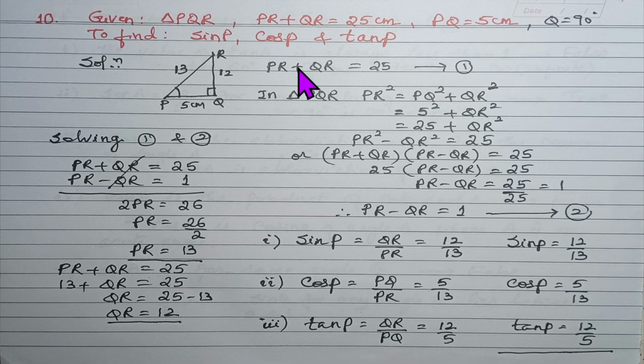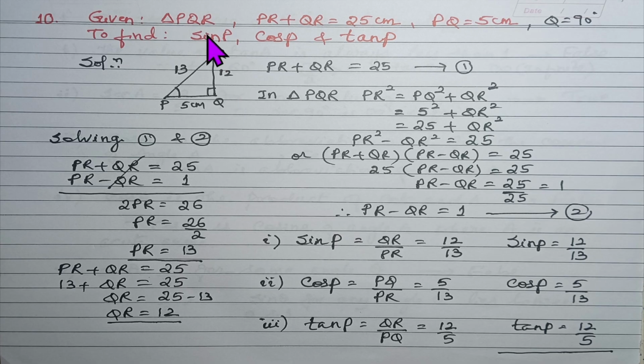So we have got the first equation, PR plus QR is equal to 25, and the second equation, PR minus QR is equal to 1. So let us simplify these two equations and get the values of PR and QR. PR plus QR is 25, PR minus QR is equal to 1. When we add, QR gets cancelled, so it is 2 PR equal to 26, PR is equal to 26 by 2, PR is equal to 13. So we have got PR is equal to 13, and naturally, if PQ is 5 and PR is 13, QR has to be 12, there is no doubt about that. So now we have got all three sides of the triangle.